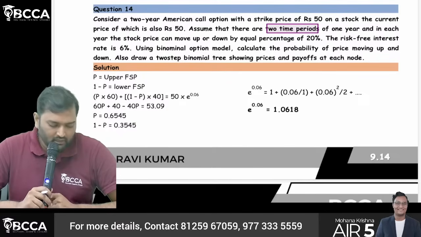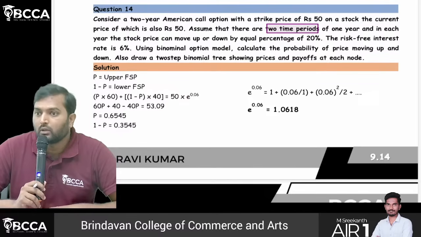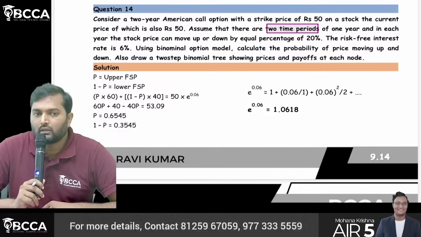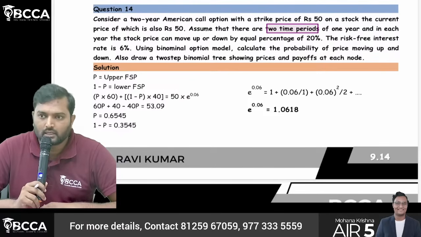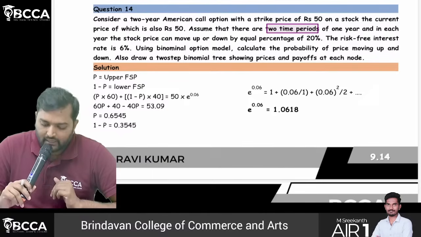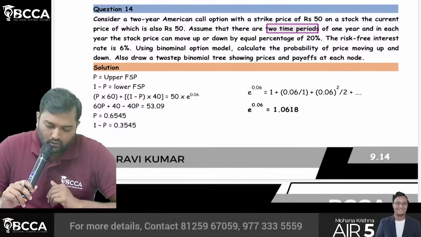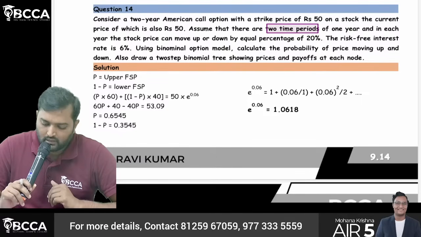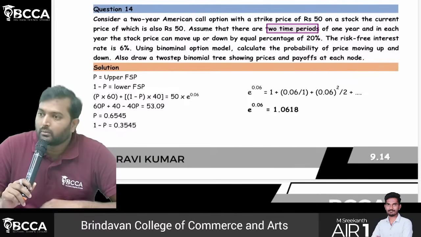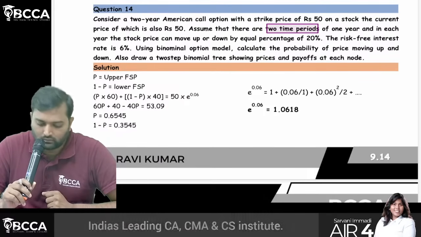The risk-free interest rate is 6%. Using a binomial option model, which means this is the 2-period binomial, not the normal binomial. Not the method of writing a call option and holding delta shares. Using the binomial option method, calculate the probability of price moving up and down, and also draw a two-step binomial tree showing the price and payoff at each node.